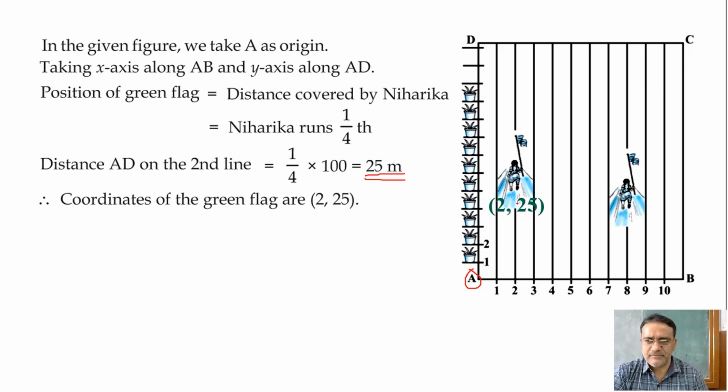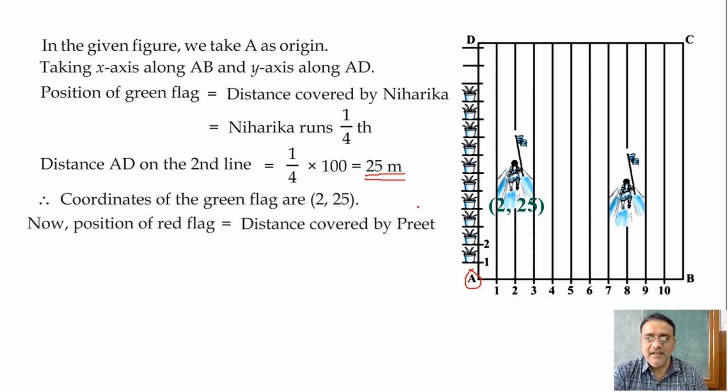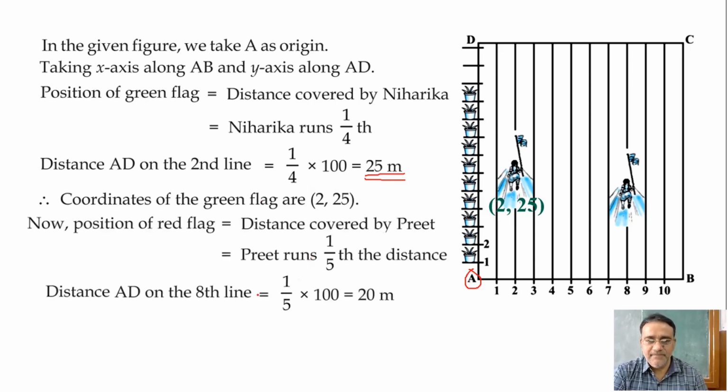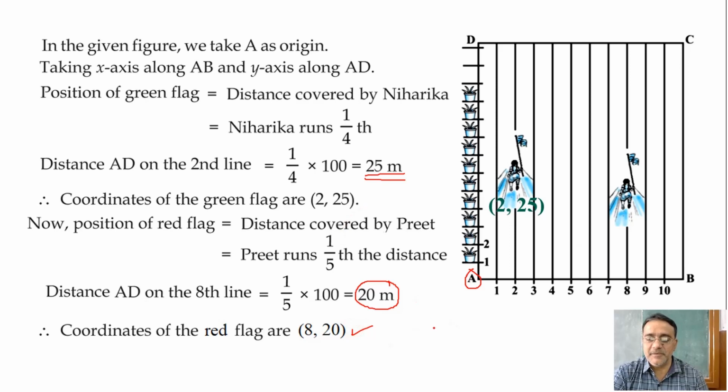Next, position of red flag, that will be equal to the distance covered by Preet, and Preet runs 1/5 the distance AD on the 8th line. Okay, so 1/5 into 100, that is equal to 20 meter. So the coordinates of red flag will be (8, 20). Okay, is this clear? Now we have to find the distance between these two, and for that we have to use the distance formula.